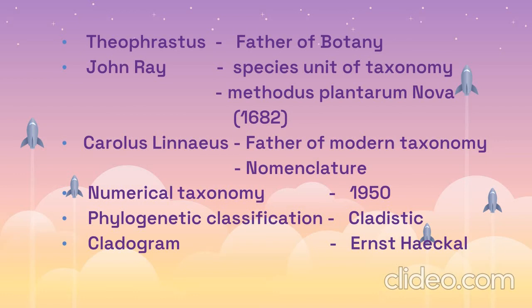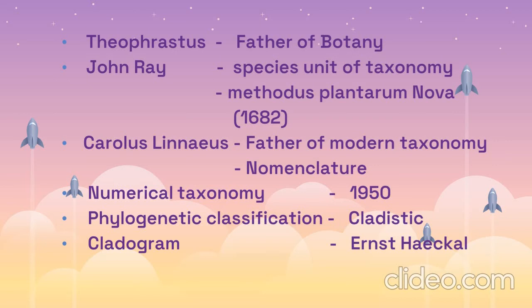Again, he published a book. That book is Methodus Plantarum Nova, in the year 1682. Fine. And after his period, there is one very familiar and very famous evolutionist, whose name is Carolus Linnaeus. He is one of the very familiar persons. Of course, everyone may know about him, and he is known as the father of modern taxonomy.